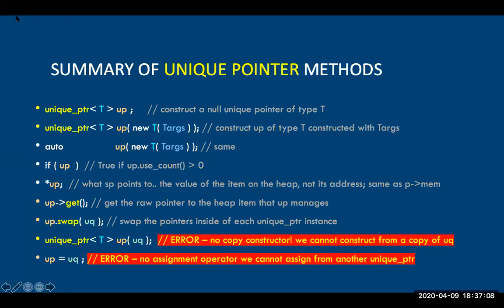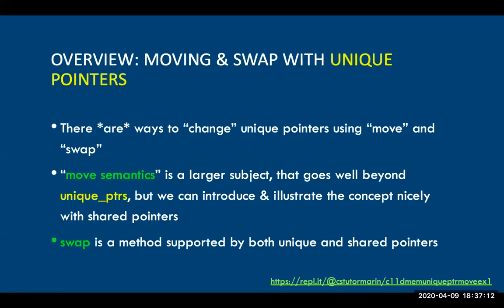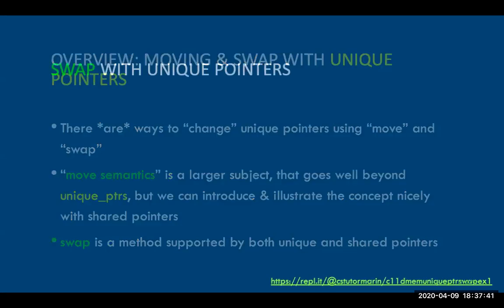Okay. So just briefly mentioning move and swap. As I said, there are some get out of jail things with unique pointers where you can change these values. One of them is called move semantics. It's a very large and powerful topic, goes way beyond just unique pointers. We won't go through it in a lot of detail unless we get extra time at the end of the course. But it's one nice thing to be able to access when you're dealing with unique pointers if you need to do something. So we're going to do a little exercise where we do a move, and I think a swap, just to show you how those things are done.